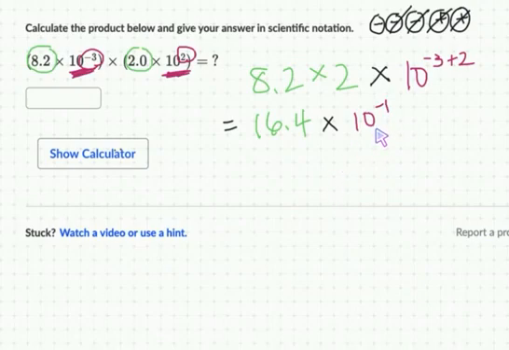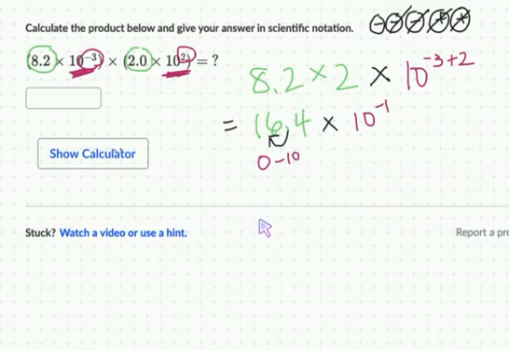It looks like my answer is in scientific notation, except for one little thing. This number is not between 0 and 10. The first part of your scientific notation number needs to be between 0 and 10. This is 16. So that means I'm going to need to move it back 1, okay?